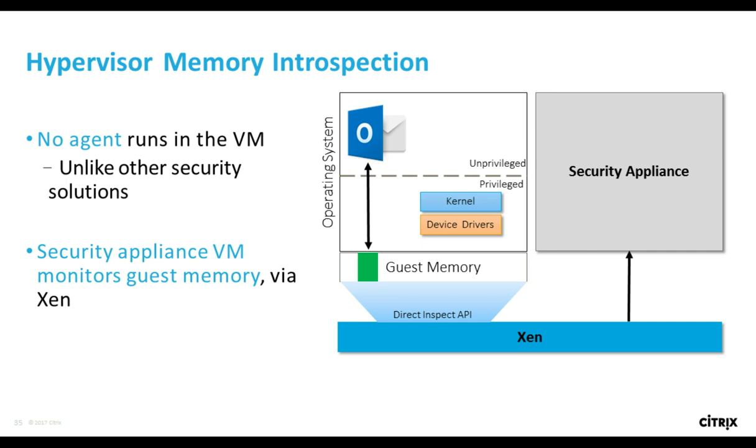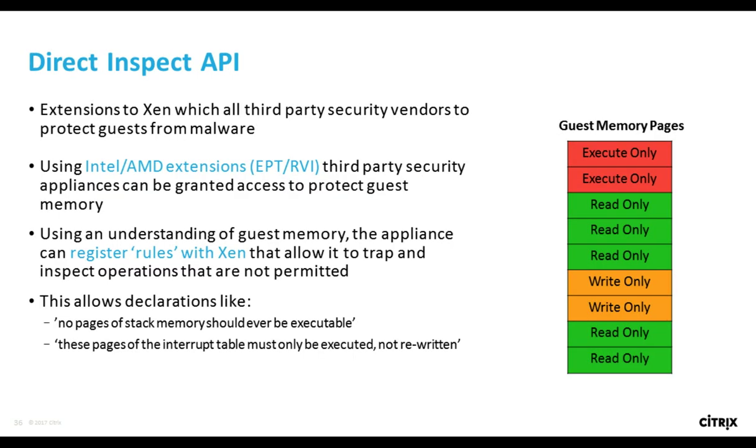With Bitdefender enabled, a supported security solution is able to watch the guest memory in real time, detecting malware as it executes inside the VM. By virtue of the isolation the hypervisor provides, the security solution can no longer be attacked by the malware. In fact, the system can be, and will be, assumed to have been infected rather than relying on an initial clean state. In the Direct Inspect API, the extensions to Xen, which are all third-party security vendors, are available to protect guests from malware. Using the Intel and AMD extensions, third-party security appliances can be granted access to protect the guest memory. Using an understanding of guest memory, the appliance can register rules with Xen that allow it to trap and inspect operations that are not permitted.